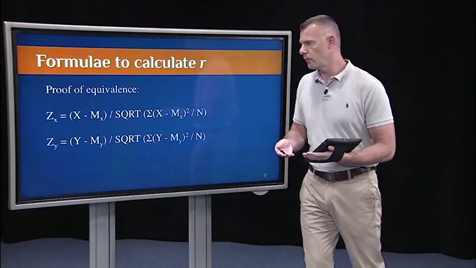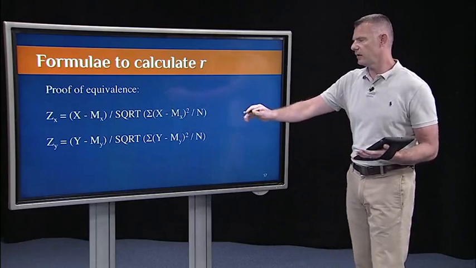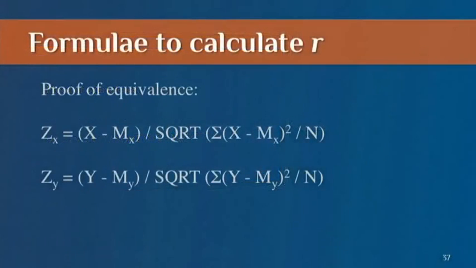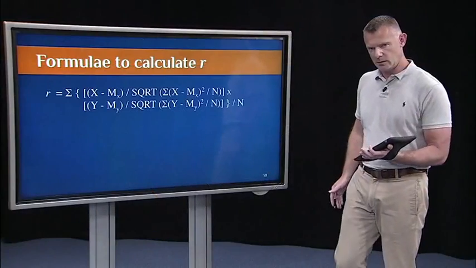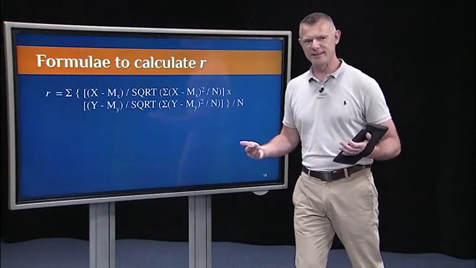So here's the final proof of equivalence. If I write the z-score formula out in really long form, then what I have is x minus the mean of x, so x minus the mean of x, over standard deviation written in long form. So this whole piece is just the standard deviation of x. This whole piece is just the standard deviation of y. Now let's write it in its really tedious long form.